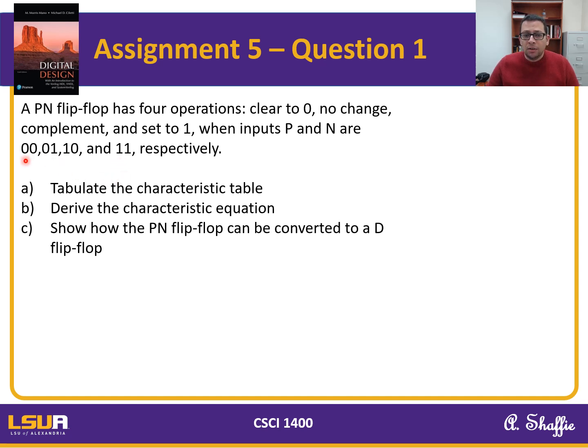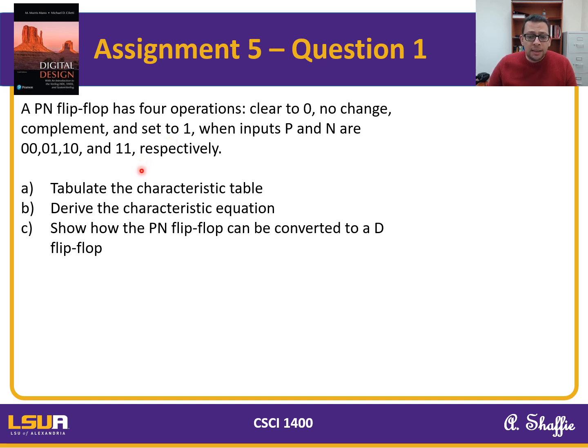So when the inputs are 0, 0, I expect that the output will be clear. If it is 0, 1, I expect that there is no change, so the previous Q will remain the same. Complement, I will complement the Q. If it is 0, it will be 1. If it is 1, it will be 0. And finally, if I have both ones, it means that I want to set the output to 1.